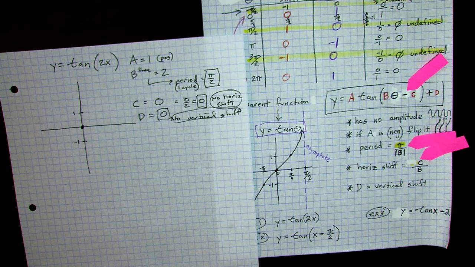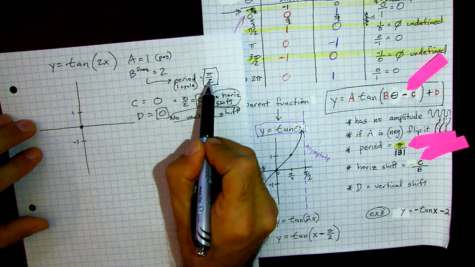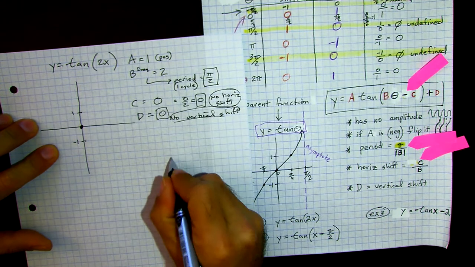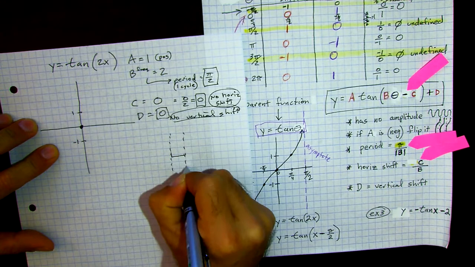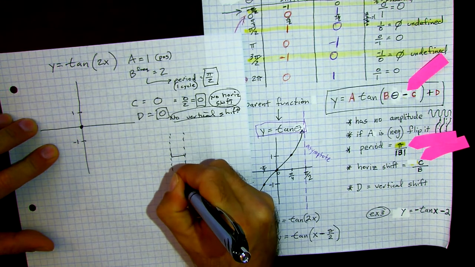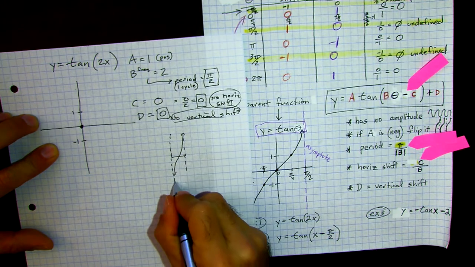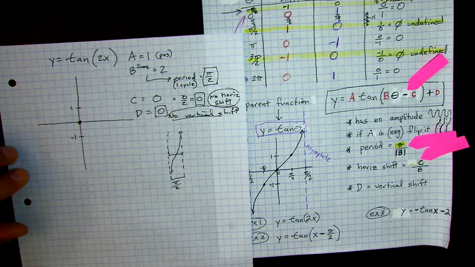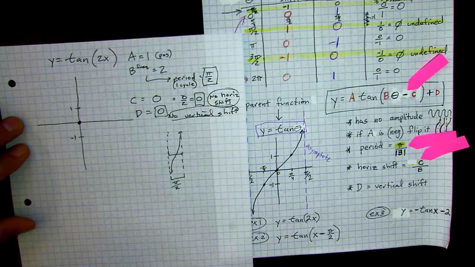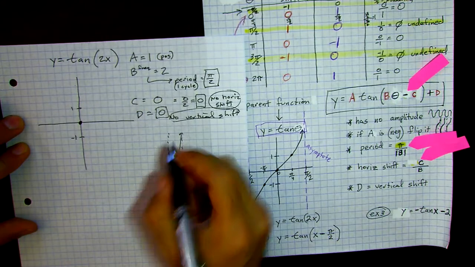Now, the period is pi over 2. What that is saying is that the full cycle, wherever this goes through, we know it's going to look like this, and it takes pi over 2 to repeat. But we're starting in the middle. Essentially, we're starting right here, in the middle.